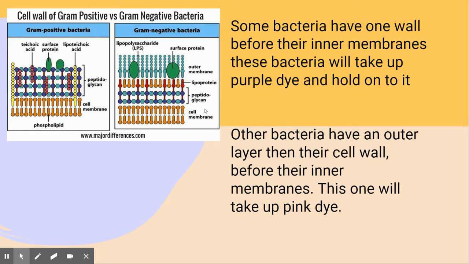So, like I said, some bacteria have one wall for their inner membranes and they take up the purple dye, and the other bacteria have more than one layer for their cell walls and they will pick up the pink dye. Again, one wall, purple, two walls, pink.